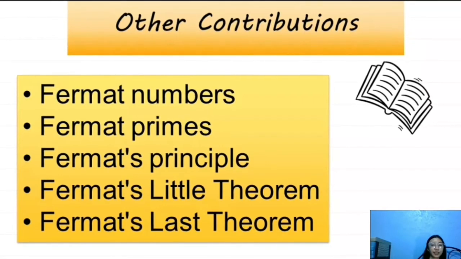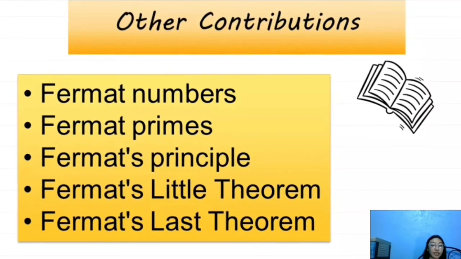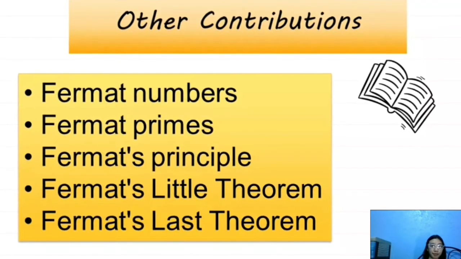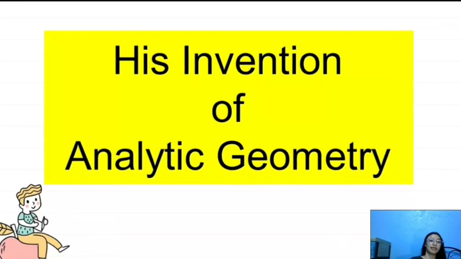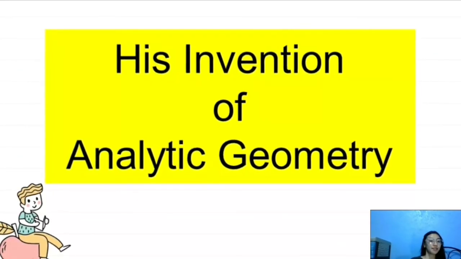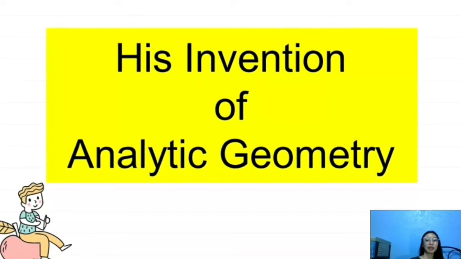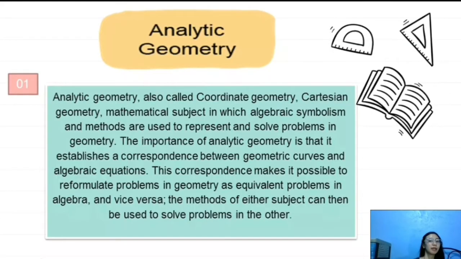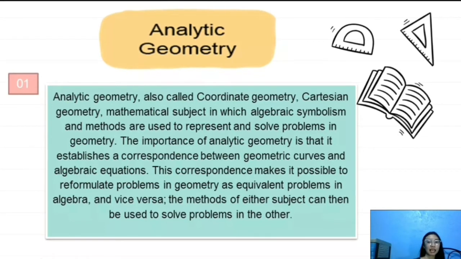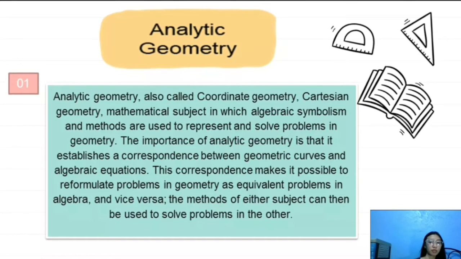Here are the other contributions that we'll discuss later. Let's move on to his invention of analytic geometry. Analytic geometry, also called coordinate geometry or Cartesian geometry, is a mathematical subject in which algebraic symbolism and methods are used to represent and solve problems in geometry.